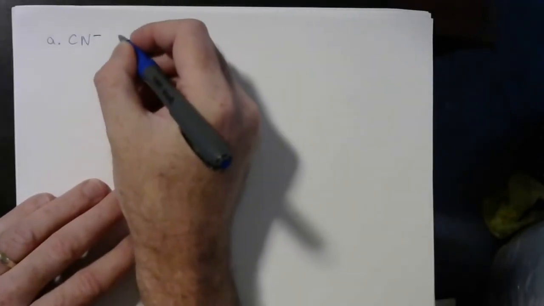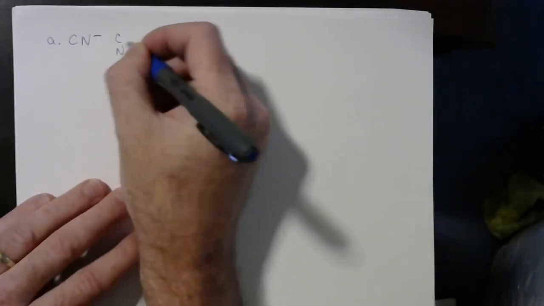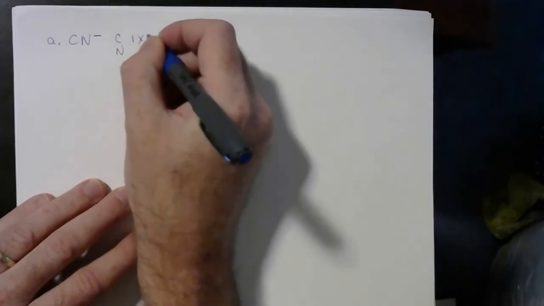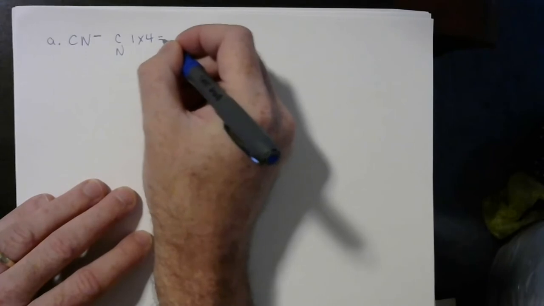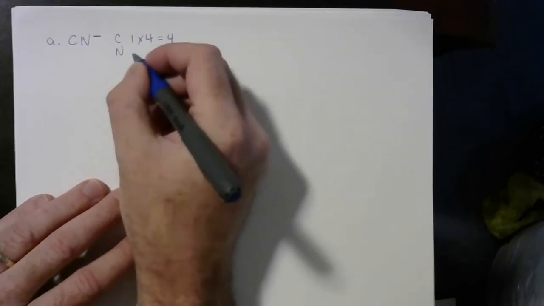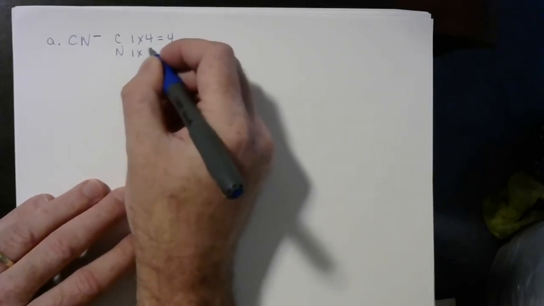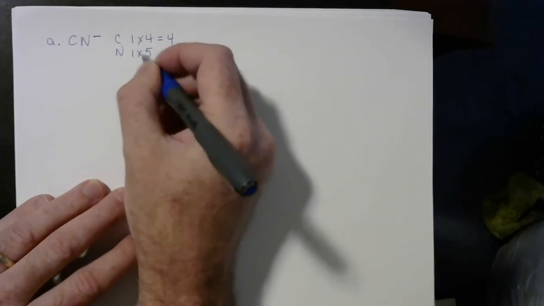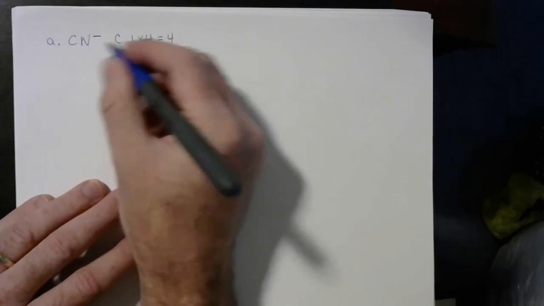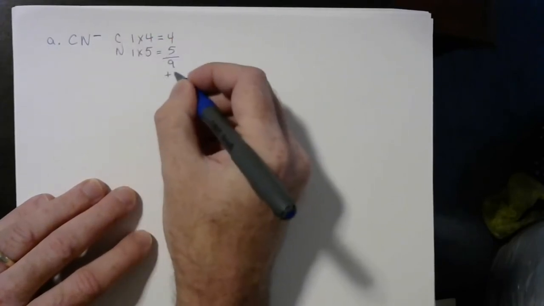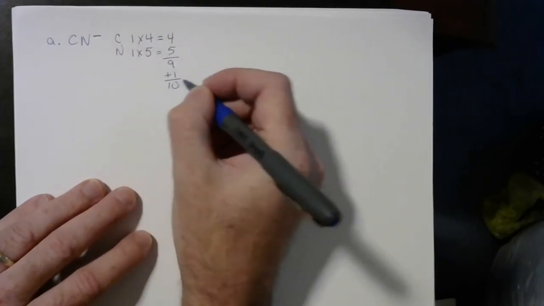So if we look at our friend cyanide, we've got carbon and nitrogen. So 1 times 4, because carbon has 4 valence electrons, being in group 4A. So that's 4 electrons from carbon, and 1 nitrogen times 5, because nitrogen is in 5A. That's going to be 9. Now we've got a minus 1 charge, so we're going to add 1, and that's going to bring us to 10.